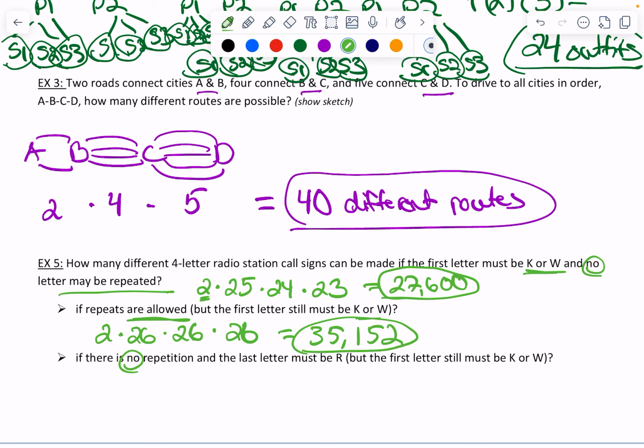Next, if there is no repetition and the last letter must be R, but the first letter still must be K or W. Okay, so we have K or W, so we have 2 options for the first one. The second one, no repetition is allowed. Now there's the difference: our last letter must be R, so we cannot use R for the second or the third one either. So we only have 24 letters left, and our last letter is going to be R.